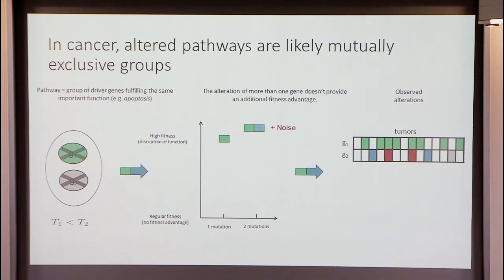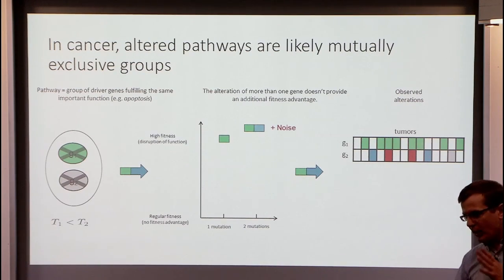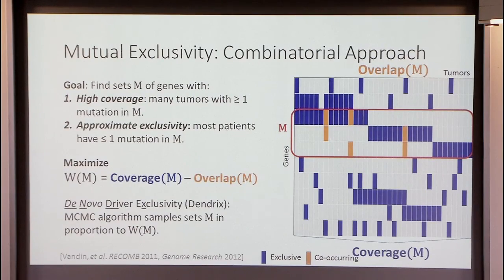The perhaps more interesting argument from the evolutionary perspective is that if you've mutated a pathway by mutating, say, one of the genes in the pathway, then a second mutation in that same pathway doesn't give the cell much of an additional selective advantage, right? So therefore, you tend to only see one mutation per pathway. Of course, there's some noise in the signal. So then what you can do, without any prior knowledge of interactions, is take your mutation data, here genes and tumors, and try to just look for sets of genes that exhibit this pattern of mutual exclusivity.